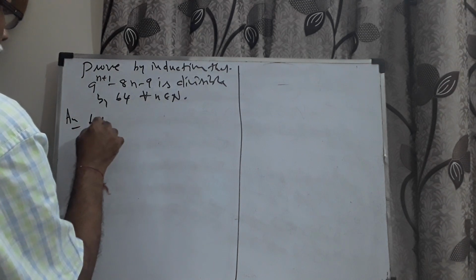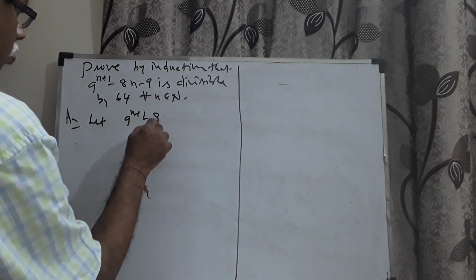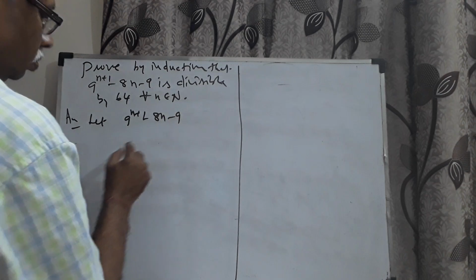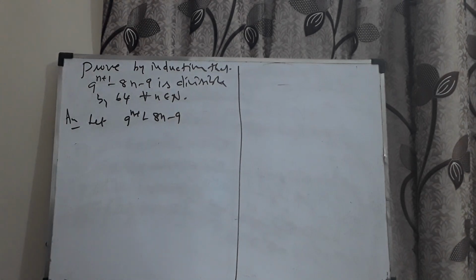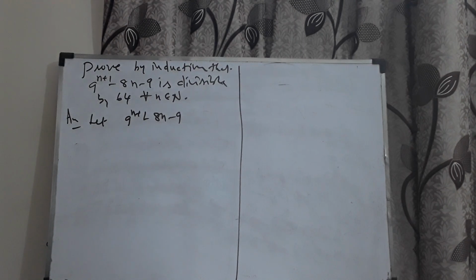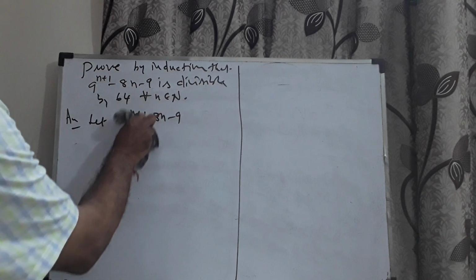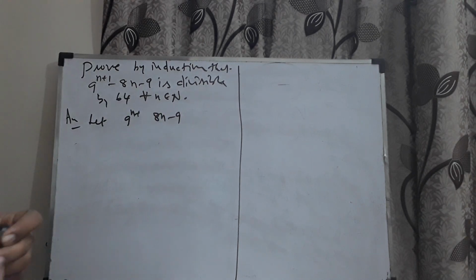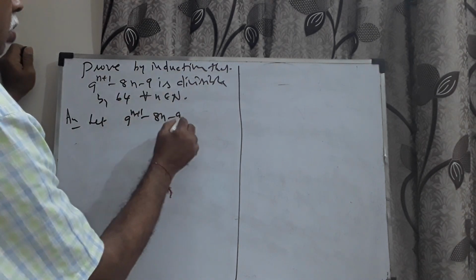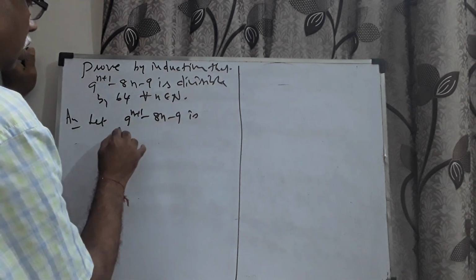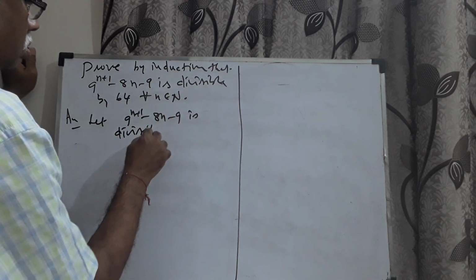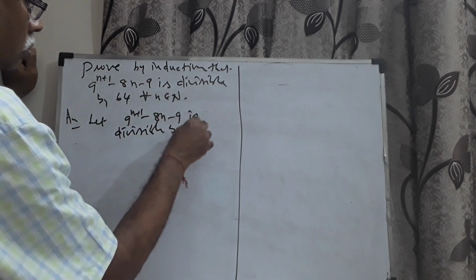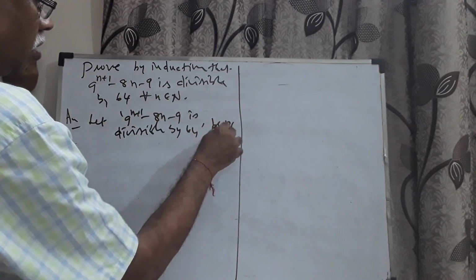Answer: let 9 power n plus 1 minus 8n minus 9 is divisible by 64 be P of n. I assume it to be P of n.